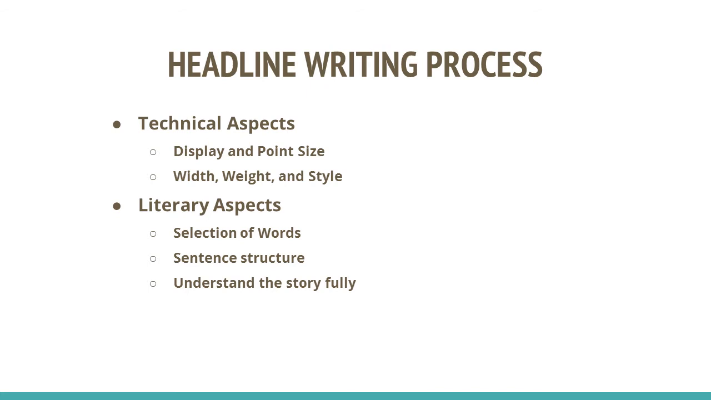Let's now look at the headline writing process. Writing a headline involves both the literary and technical aspects. Font size, positioning of text, font style, width of the text, and presentation are some of the technical considerations. Selection of words, sentence structure, and headline type are some of the literary aspects. Headlines are written by a copy editor and not the reporter of the news story. Based on the content of the story, the copy editor will compose an effective headline for the same.